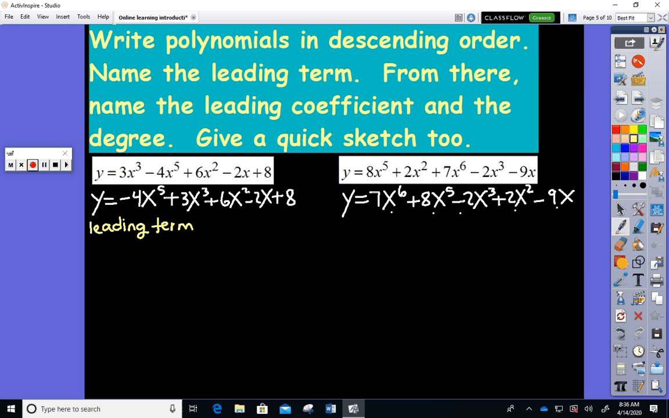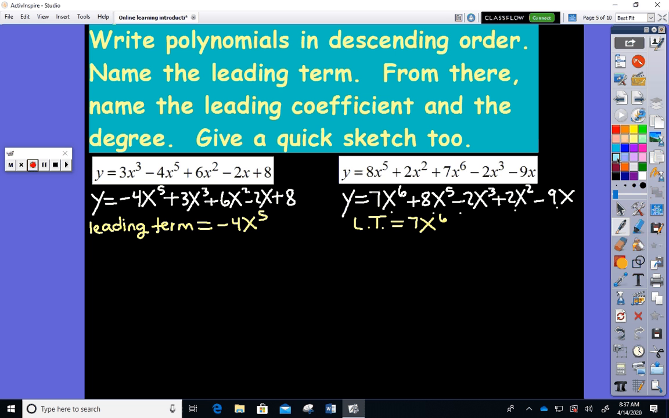On this first one, the leading term is negative 4x to the fifth. And the leading term gives you the degree and the leading coefficient. So I'll say the leading term here is 7x to the sixth. Then it says name the leading coefficient and the degree.